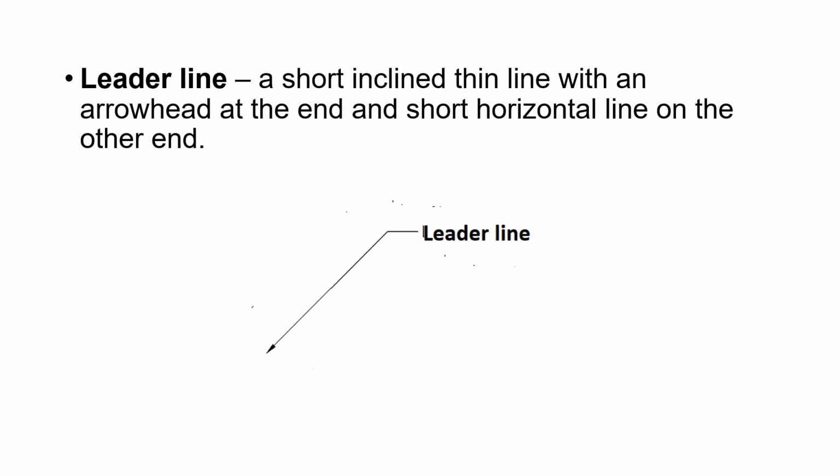Next we have leader line. A short inclined, thin line with an arrowhead at the end. So it is inclined but with an arrowhead at the end, and a short horizontal line on the other end.